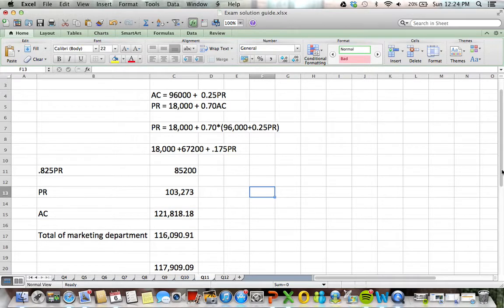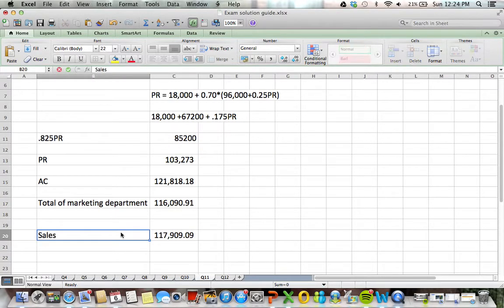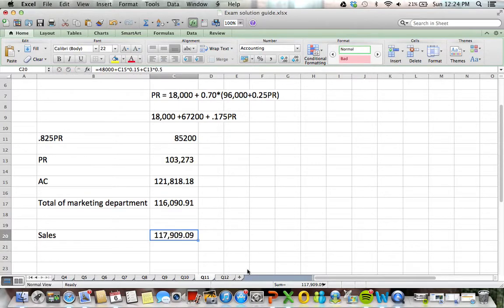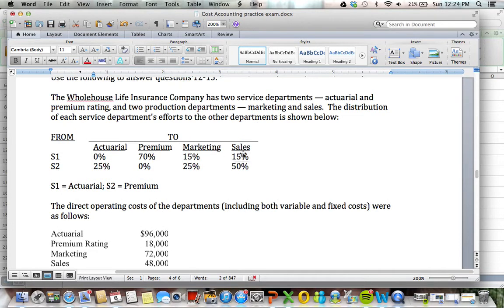Since that's more of a complete picture, when I go and look at sales now, I'm going to say, hey, listen, sales is only using 15% of S1, right? Because S1, actuarial, I already allocated most of actuarial to the premium department, right? So that cost is already there. Now, as far as actuarial itself, sales is only using 15%. Now, with premium, it looks like sales is using 50%.